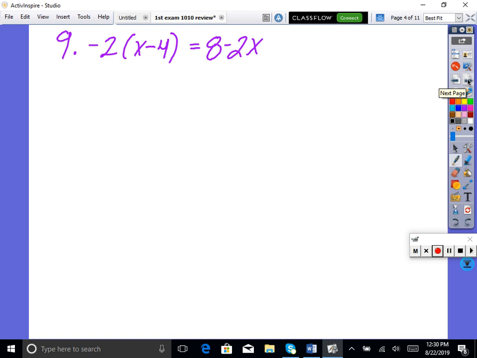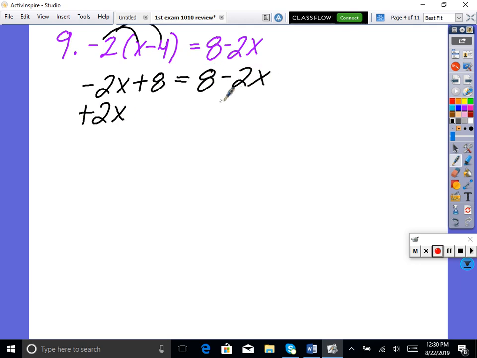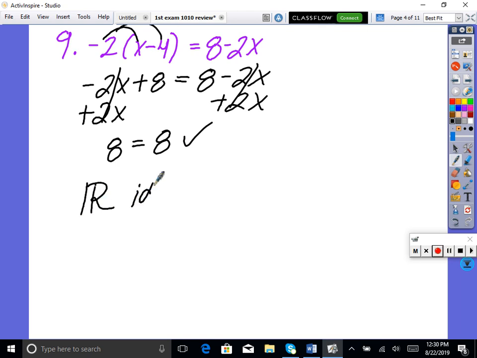Number 9, we'll distribute negative 2x plus 8 equals 8 minus 2x. Let's combine our x's, add 2x, add 2x. 8 equals 8. Oh, true statement. So that would be all real numbers is our solution, which is an identity.